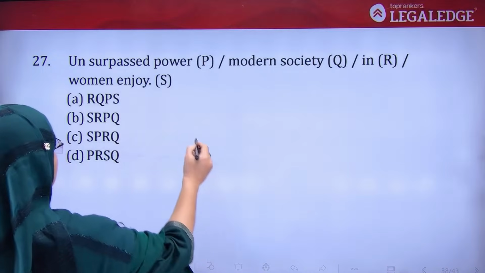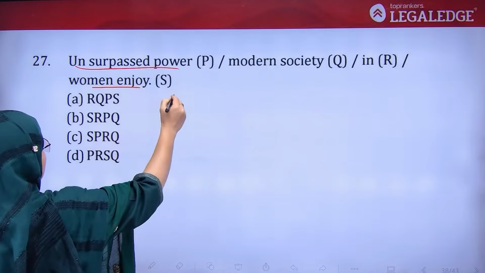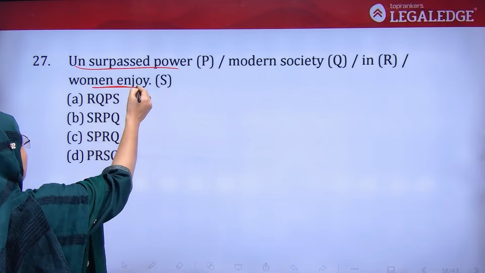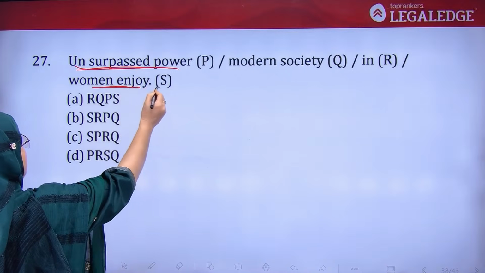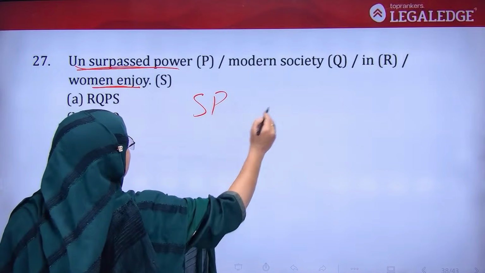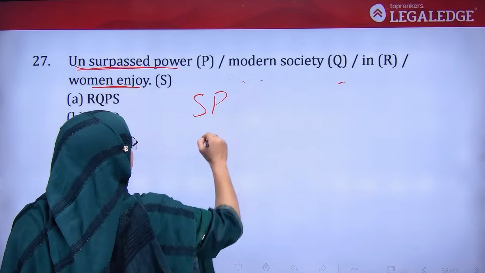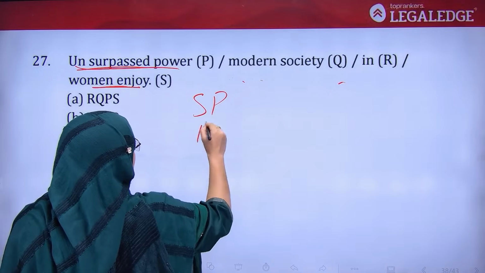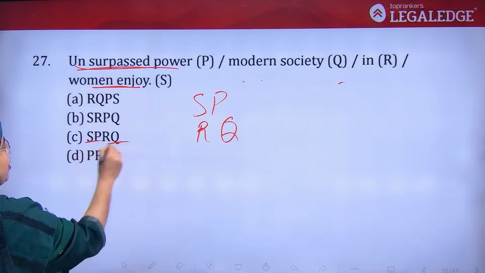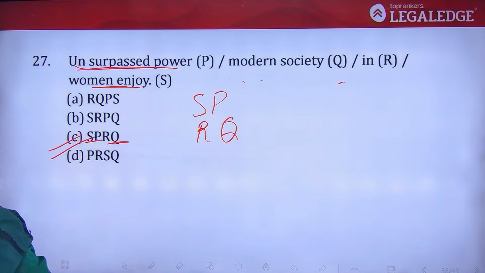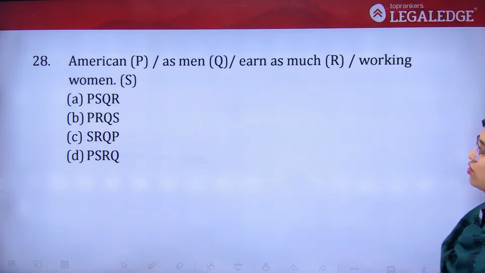See, women enjoy an unsurpassed power. We already know that women are going to enjoy an unsurpassed power. So SP is a compulsory pair, and in modern society, we know the preposition in is required before modern society. So SP is a compulsory pair and RQ. So C is the correct answer choice. Now, question number 28 is on screen.